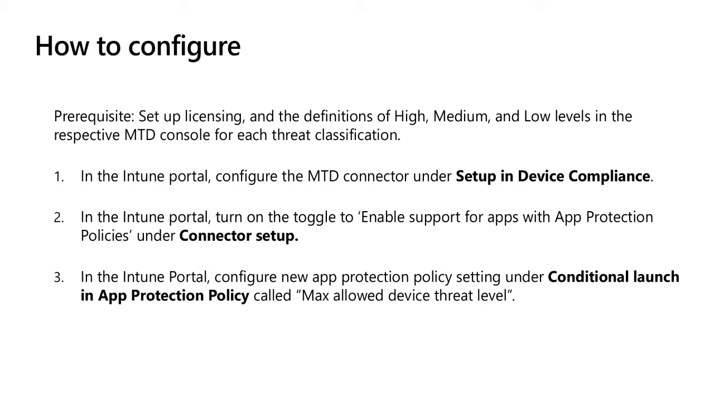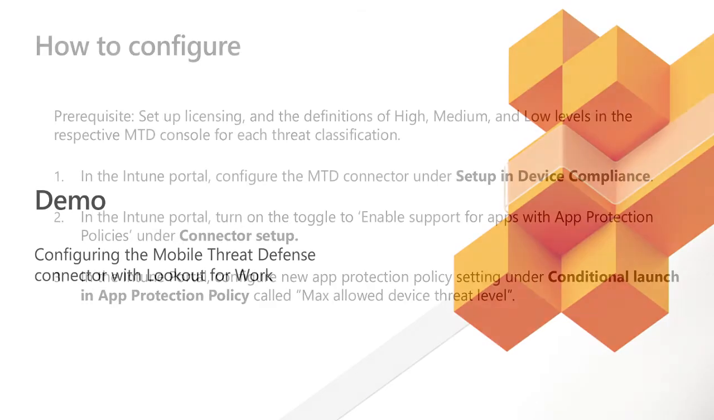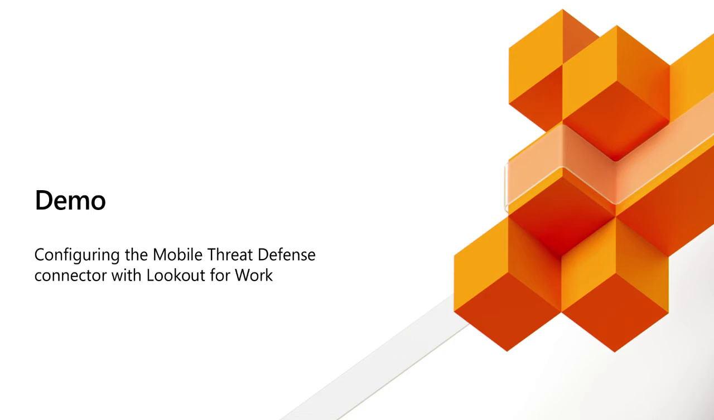And then in the Intune portal, configure the MTD connector, turn on the toggle for enabling support for app protection policies under connector setup, and then configure the app protection policy setting under conditional launch. And the setting is going to be called max allowed device threat level. So I'm going to go through this right now so it becomes super easy and clear for everyone to go back and try it. This is where we go into the demo. One of the MTD partners that we're going to show this demo with is Lookout for Work. And I'm going to show you what that looks like.